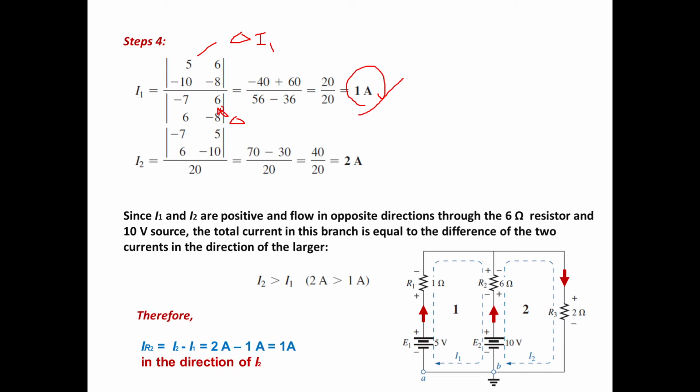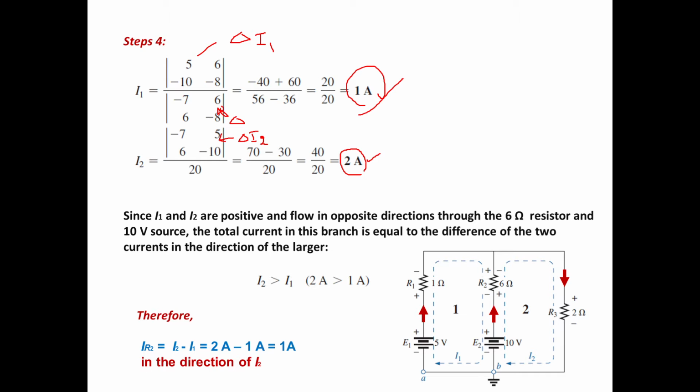Now go to I2, repeat the same step. This numerator is called delta I2. What do you mean by delta I2? Remove the column corresponding to I2 and replace it with the constants. So delta I2 divided by delta, you get the current as 2 amperes. So our assumption that the current flows in the clockwise direction is correct.